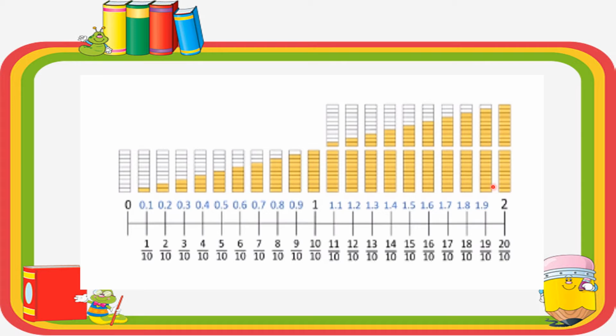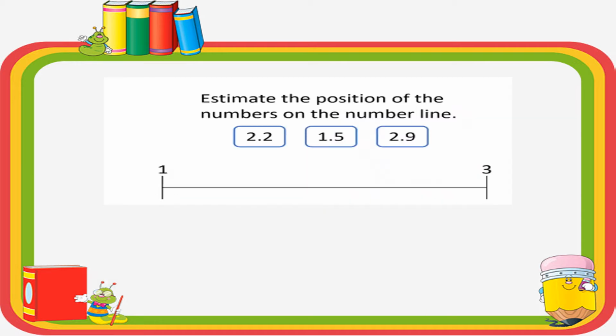the same thing happens with the bar model, as you can see. And when we get to 2, what do you think it will become? 2.1, 2.2, 2.3, and on and on. Well done if you got this.